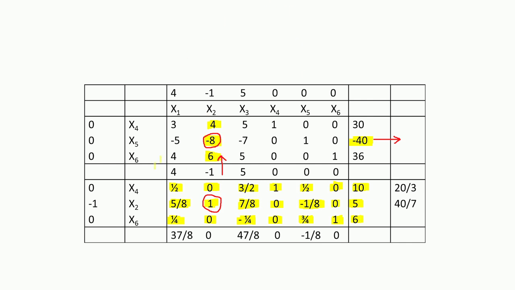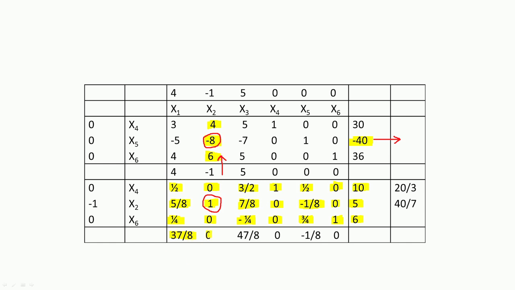Now, the basic variables are x4, x2, x6 in that order. You will find the identity matrix in that order: 1 0 0, 0 1 0 and 0 0 1. Now, we find the Cj minus Zj values. There are 2 zeros here, so we do not have to do the multiplication. The minus 1 is the one that will contribute. So the first one is 4 minus 1 into 5 by 8, 4 plus 5 by 8, 32 plus 5, 37 by 8.